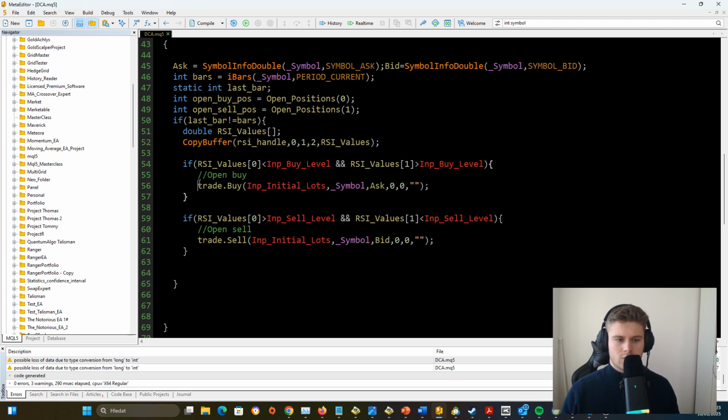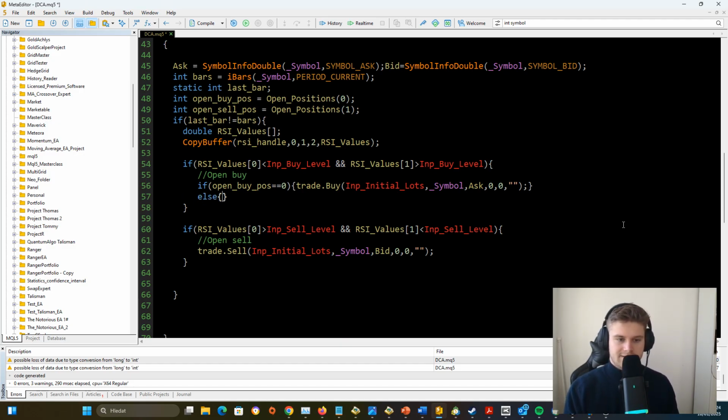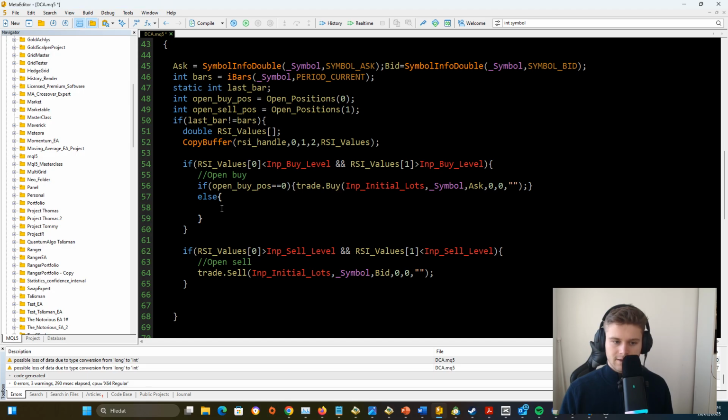So now, if open buy position is equal to 0, therefore there are no open positions, this has to be the initial, the first position, because it just has to be. And else, meaning this is an additional position.